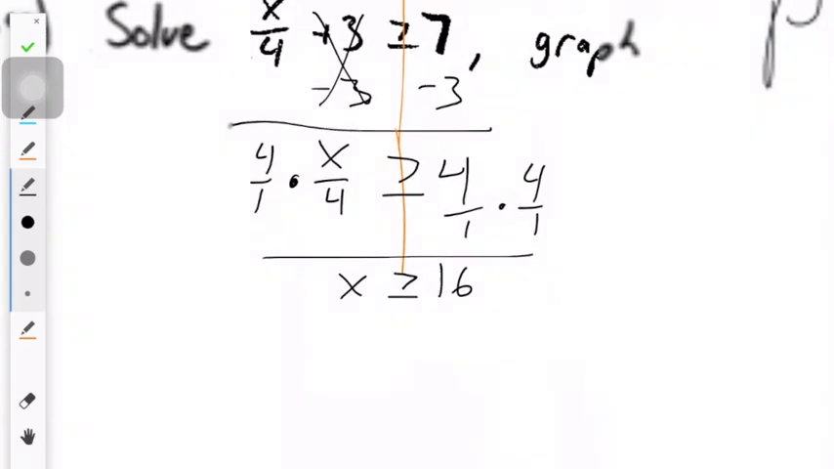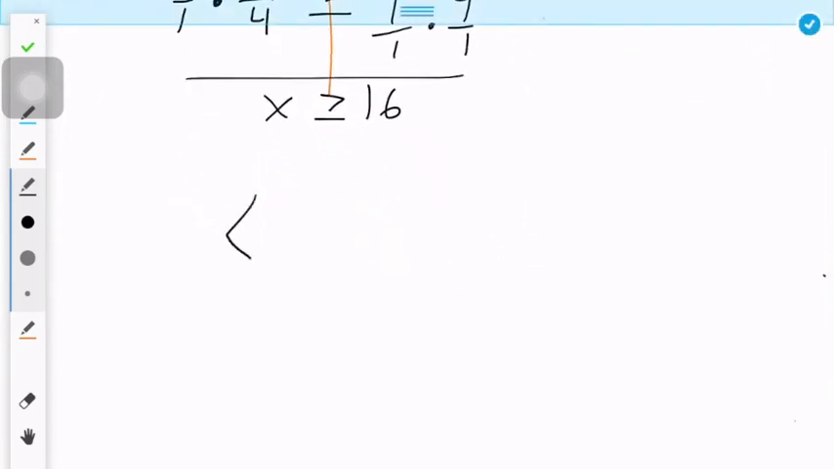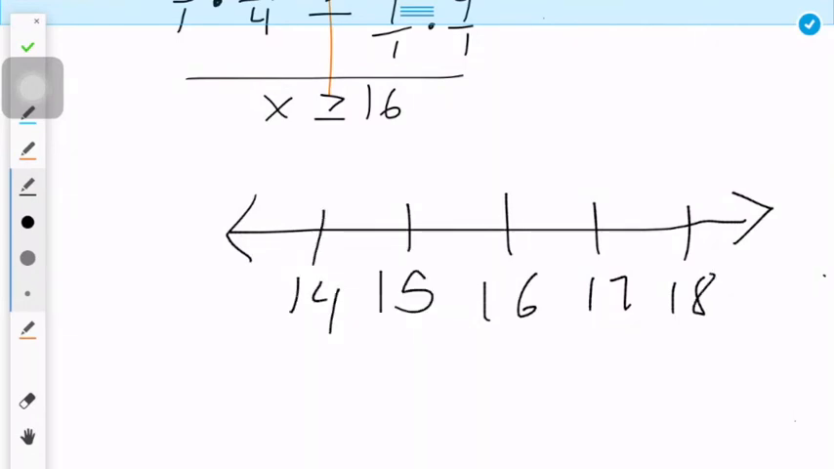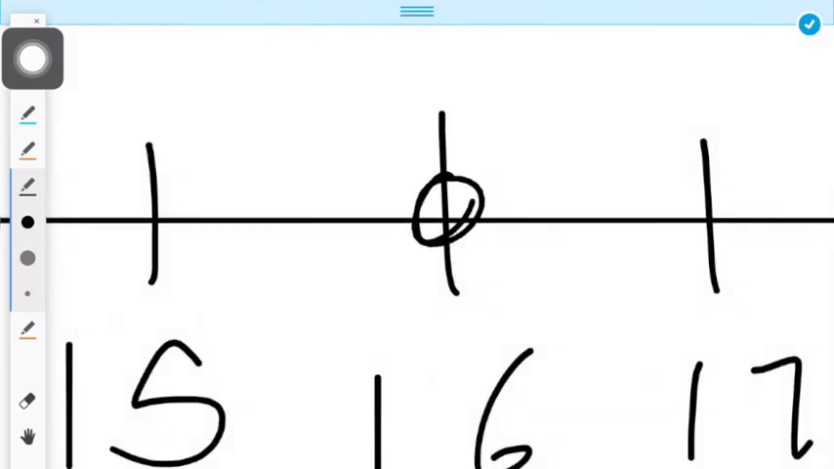Last but not least, it does say to graph, so I'm going to graph this. Put 16 in the middle. Moving to the right, I have 17 and 18. To the left, I have 15 and 14. Now, this is an inequality symbol dealing with greater than or equal to, which means that at 16, I'm going to put a dot.